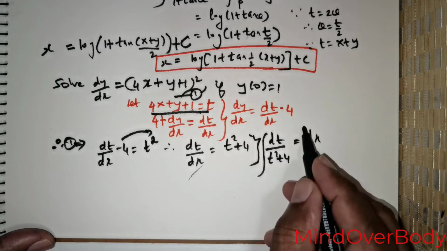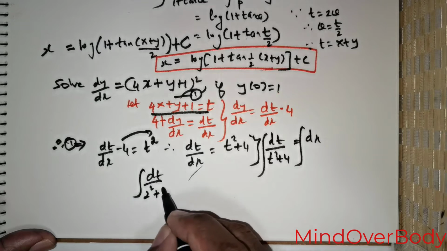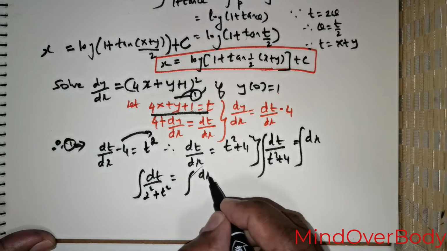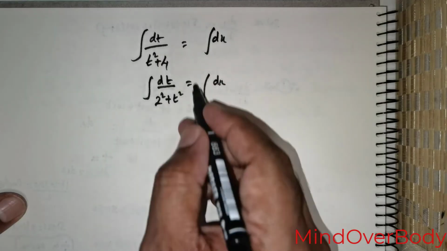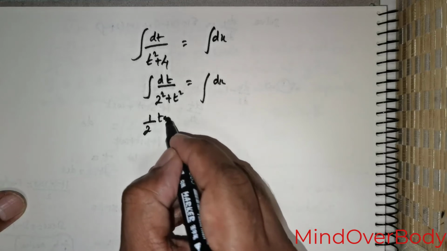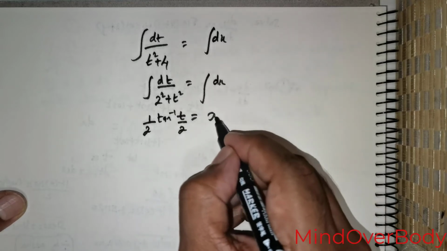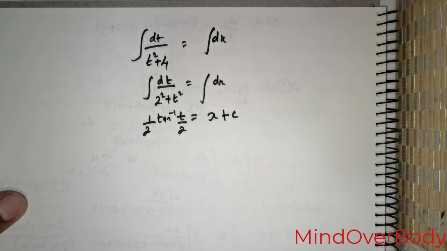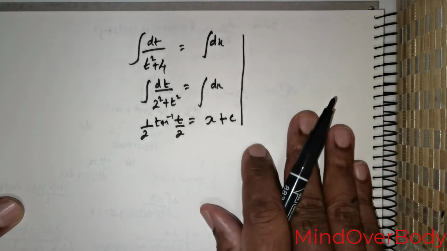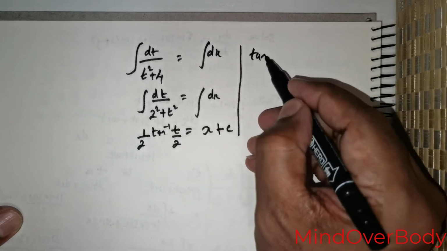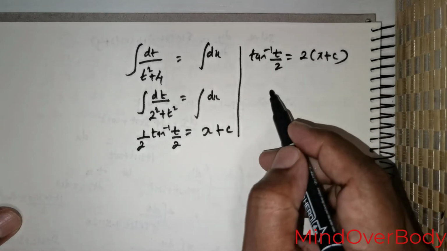Now integrating both sides, this is going to be integral dt. I'm going to rewrite this as 2 squared positive t squared, and I'm not going to integrate the right side now. So this is equal to integral dx. Now by formula this is nothing but 1 over a tan inverse of x over a. So t over 2, and integration of this is going to give me x positive c. Now I would take this 2 to the right side, so I can rewrite it as tan inverse of t over 2 is equal to 2 times x positive c.